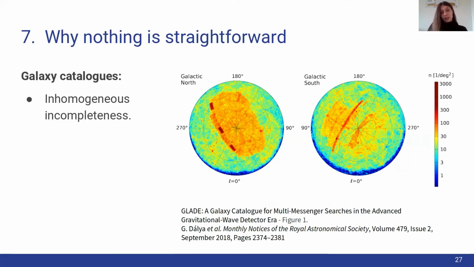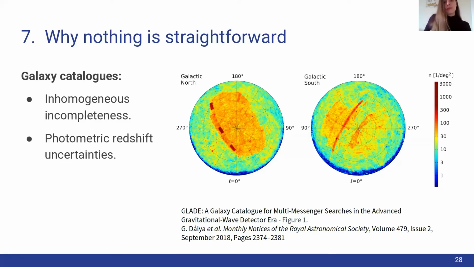So for the O2 Hubble constant paper, it was assumed that the completeness was the same within the sky area of each event. But when you have particularly large sky areas for your events, that's just blatantly not going to be true. You'll always cross the edges of surveys and things like that. And so this needs to be handled in a more sophisticated manner.